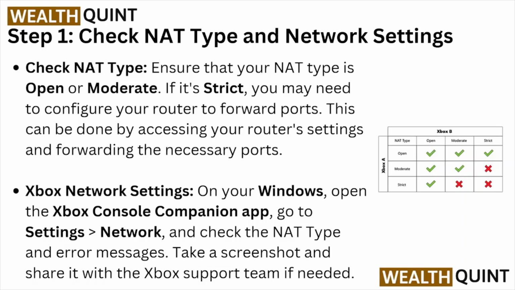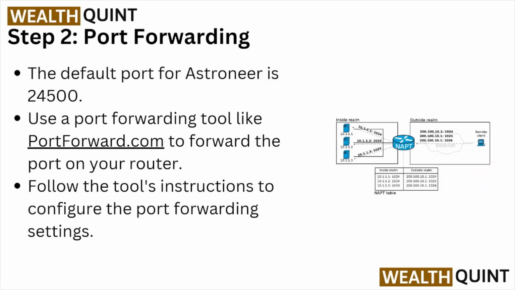Xbox network settings: on your Windows, open the Xbox Console Companion app, go to the settings, network, and check the NAT type and the error messages. Take a screenshot and share it with the Xbox support team if needed.